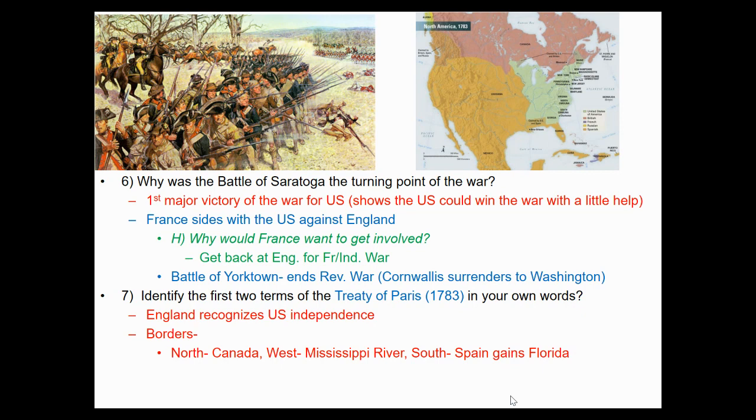And what you need to understand about this is England recognizes American independence. That's one. Also, look at the borders. You can see in the map on the upper right-hand corner in green, it is basically the present-day border with Canada. It's the Mississippi River in the west, and in the south, Spain gets Florida back.